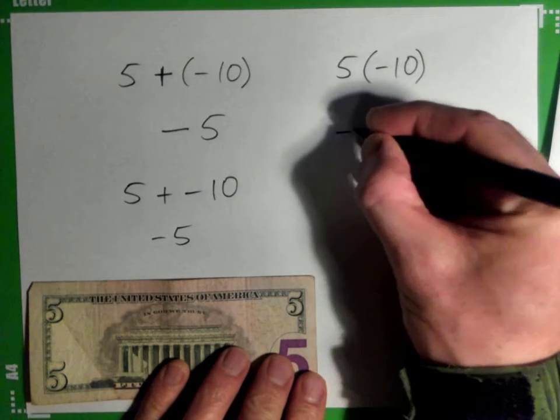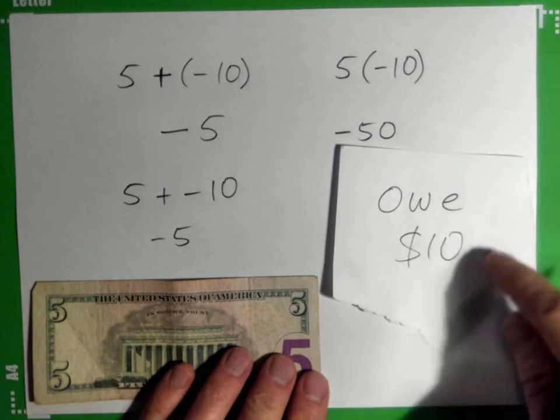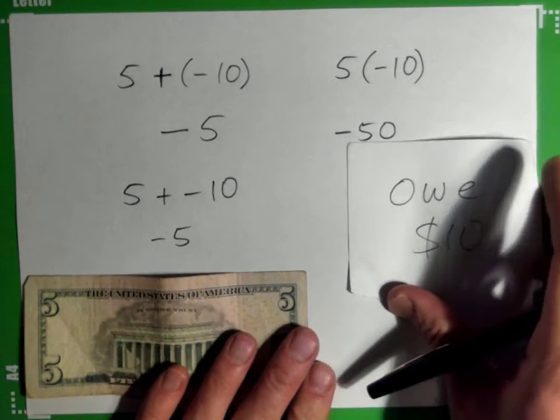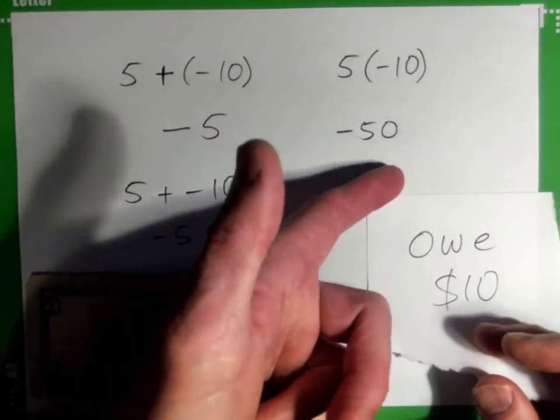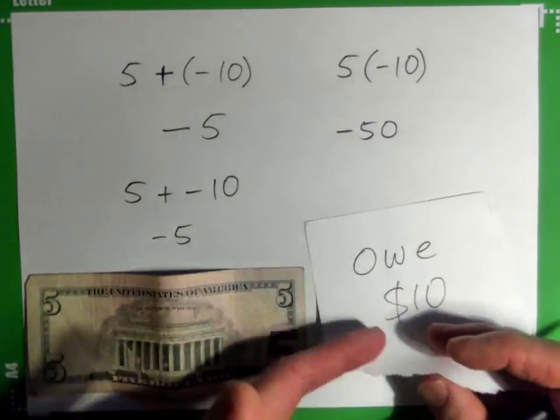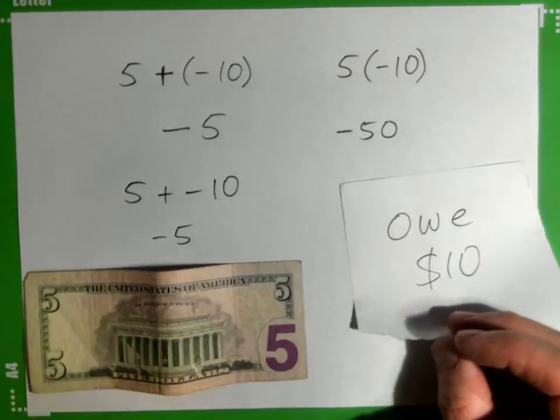Because that's kind of like having 5 of these bills of $10. So you owe $50 overall, because you have 5 of these parking tickets. Let's say 5 parking tickets, each of them $10. That's negative 50. So just be aware of the parentheses.